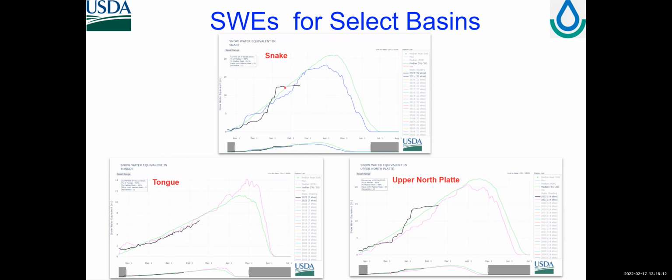If you look at the Tongue, just like a lot of the places east of the divide, they've had a little bit here, a little bit there in the last 3 weeks, but still below median and below 2021. Now the Upper North Platte really increased, as a lot of basins in the south did in December and early January, but we're starting to flatline. And now we're right at 2021 levels.